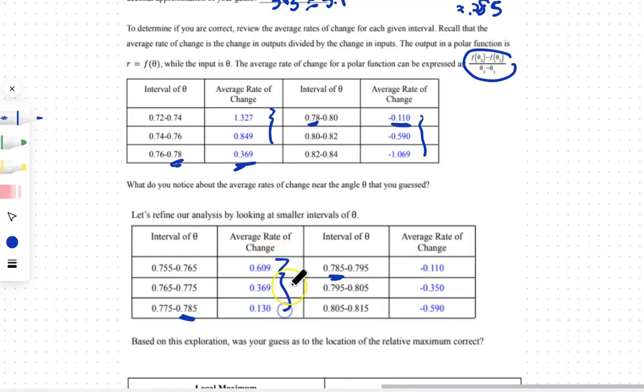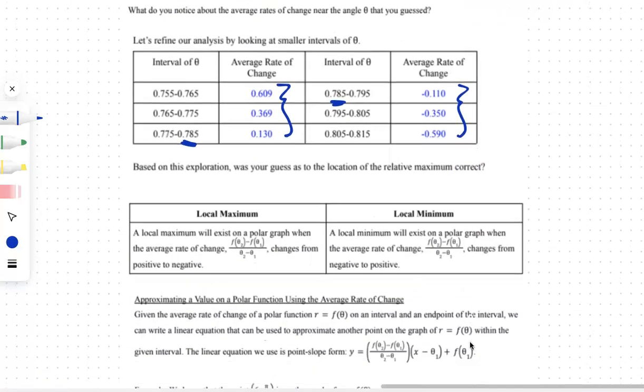Prior to pi over 4, my rates of change are positive. After pi over 4, my rates of change are negative. So just by a little bit of exploration and looking at average rates of change, I can confirm that in fact I have a relative maximum at pi over 4, because that is where the average rate of change of r with respect to theta changes from positive to negative.